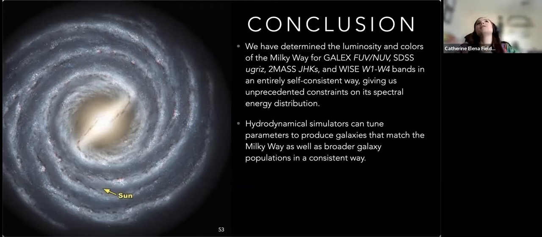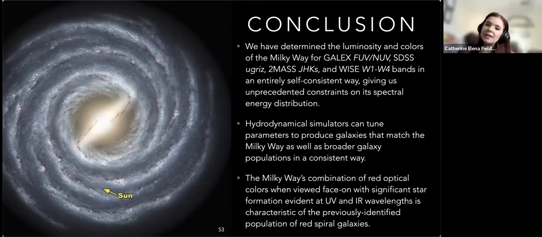And so this is very important, circling back to what I was saying in the beginning. Now hydrodynamical simulators can tune their parameters to produce galaxies with SEDs that match what we predict for the Milky Way in a more consistent way, instead of just saying, well, we think the Milky Way looks like this, so this seems right. And now we have a better constraint for simulators to tune things.